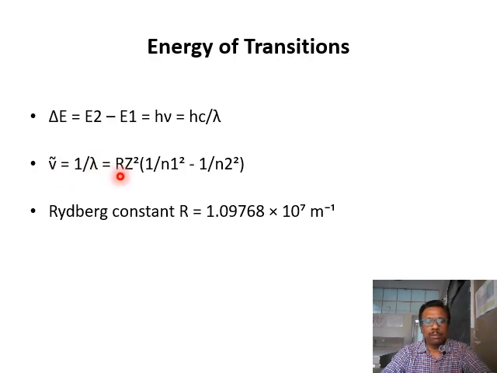That will be equal to R into Z square into (1 divided by n1 square minus 1 divided by n2 square). This equation is called the Rydberg equation. It is also called the Ritz combination principle. In the Rydberg equation, R is called the Rydberg constant. Its value is 1.09768 into 10 to the power of 7 per meter.